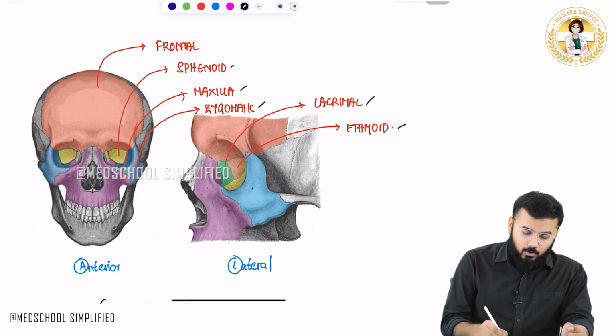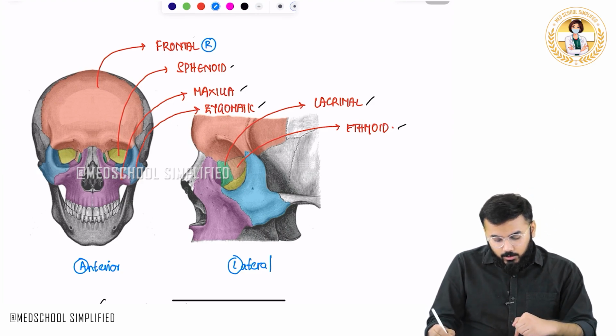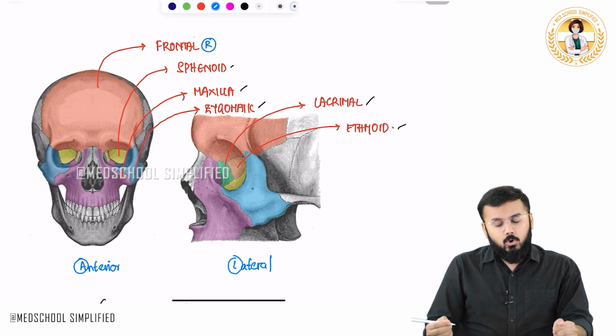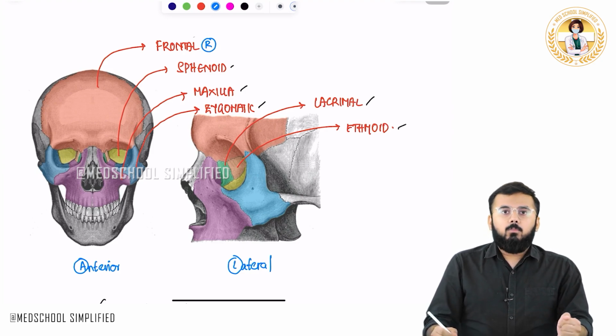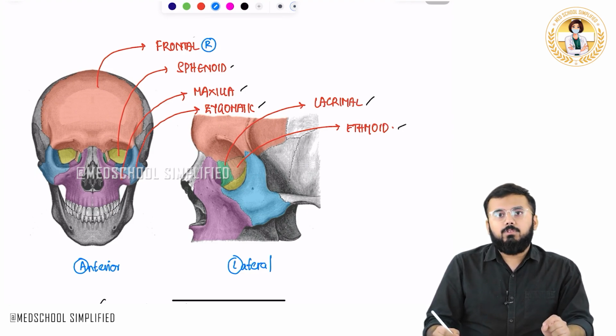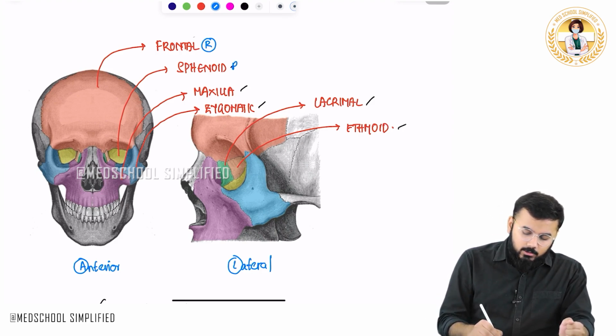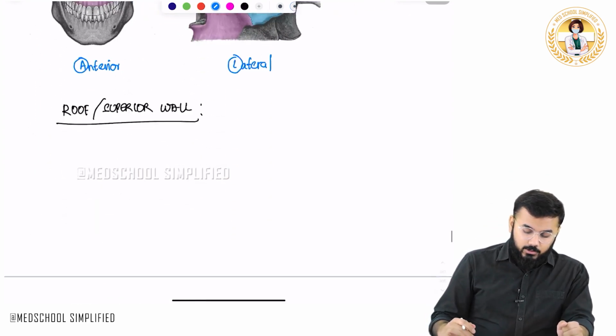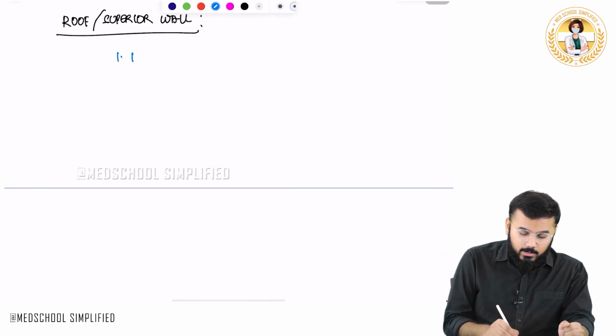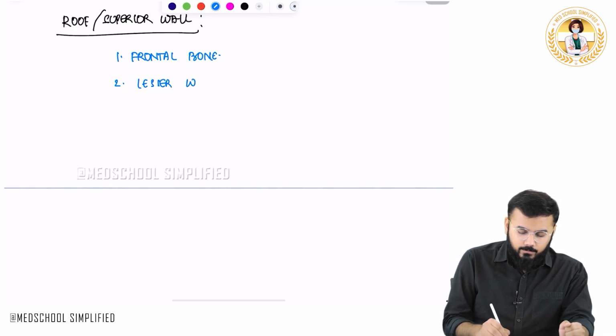Now if you look at the roof, what are the structures forming the roof, guys? One is the frontal bone. You see, the frontal bone is forming the roof. And the next important thing, you can also see this yellow color bone forming the roof. This yellow color bone is called the lesser wing of the sphenoid bone. So the roof is formed by 2 structures: one is the frontal bone, and the second important one is the lesser wing of sphenoid.